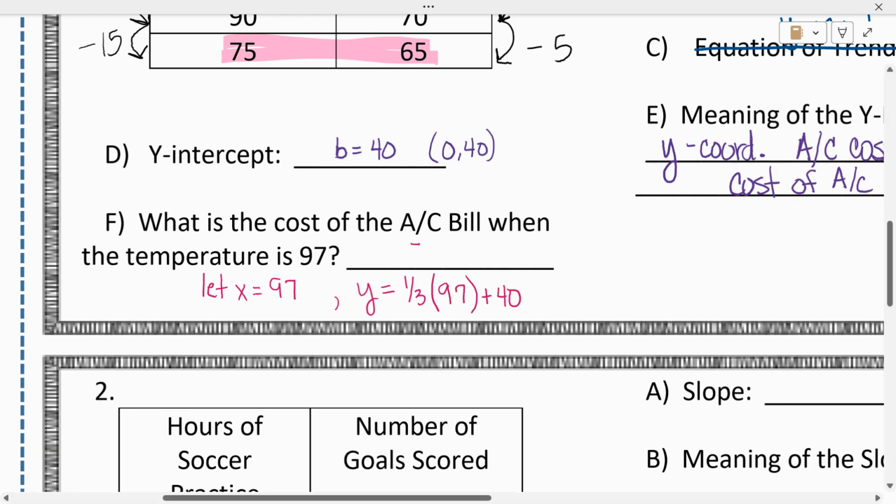$72.33. So $72.33, because we're talking about money, so we're just going to use 2 decimal places. $72.33.